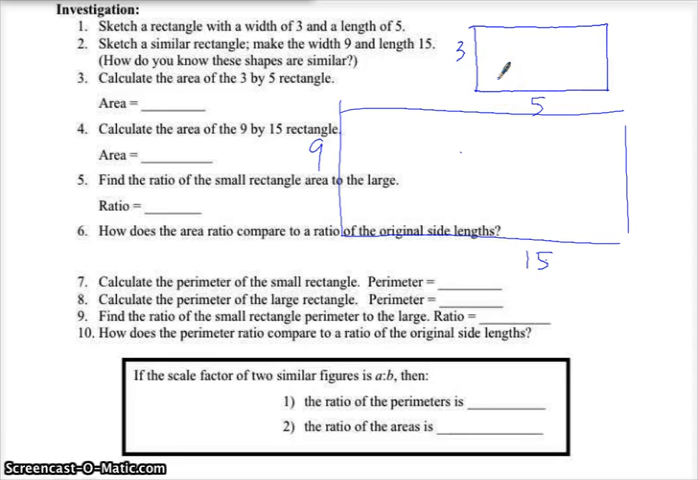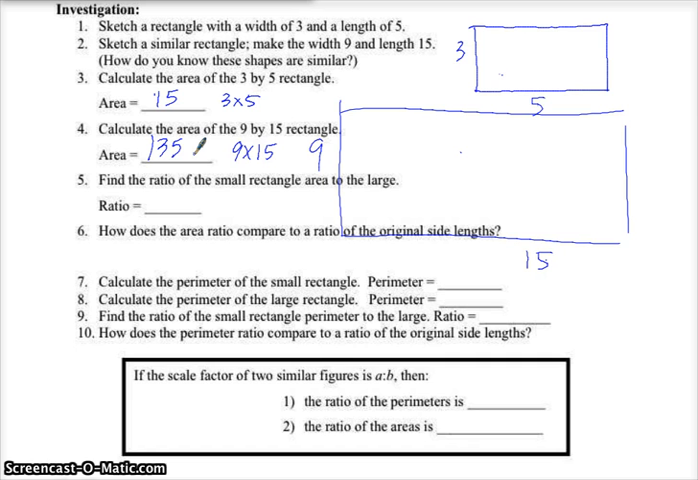Calculate the area of the 3 by 5 rectangle. So that's obviously just 3 times 5, which is 15 square units. Calculate the area of the large rectangle, so that's 9 times 15, and that would just be 135 square units.